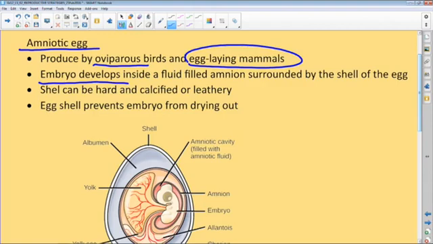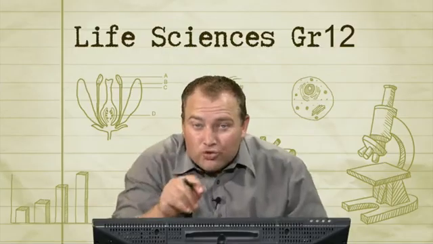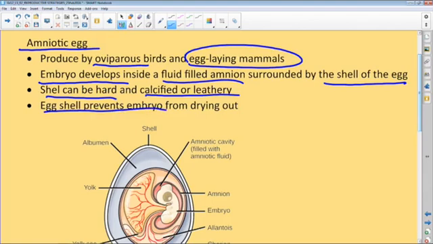The embryo develops inside a fluid-filled amnion surrounded by a shell of the egg. The shell can be hard or classified as leathery. I don't know if you've ever been to a pet shop and seen a bearded dragon. Those eggs are soft, which is quite cool. The shell prevents the embryo from drying out.